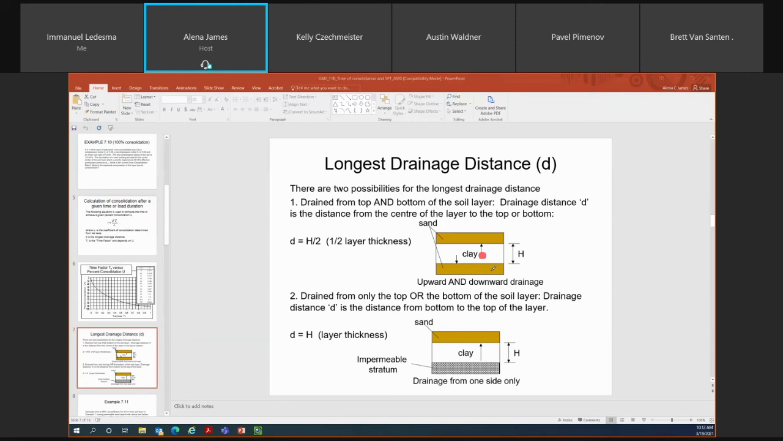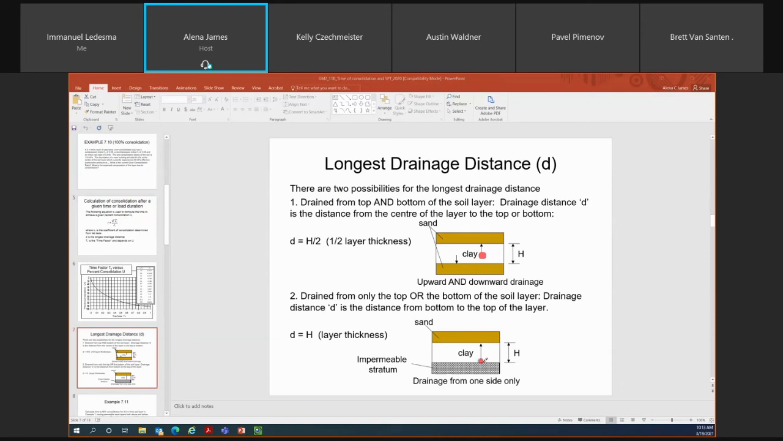That being said, if you have a clay layer that is bound on the top or the bottom by an impermeable layer, so it might have a sand layer above and an impermeable layer below, or an impermeable layer above and a sand layer below, that same molecule of water can only drain in one direction, and it will drain towards the permeable layer.